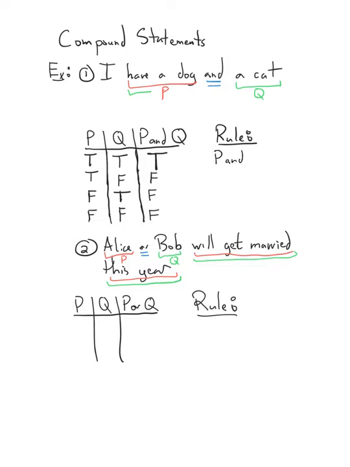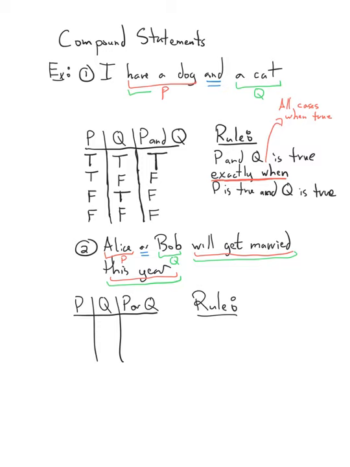Let's look at or statements. Let's say Alice or Bob will get married this year. That's our second one. This one's a little bit trickier because we have to decide something that we'll see eventually. Again, let's write down all possible scenarios with P and Q. So P is Alice will get married this year. Q is Bob will get married this year. Maybe they both get married. Maybe just Alice gets married. Maybe just Bob gets married. Or maybe neither gets married. So there's going to be two easy cases. Or in some sense, three easy cases.